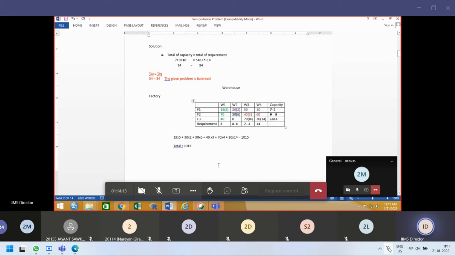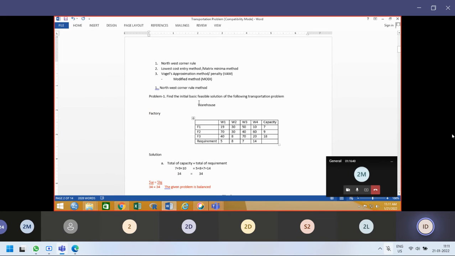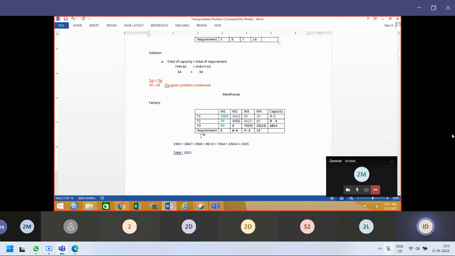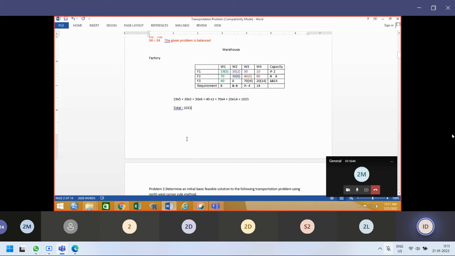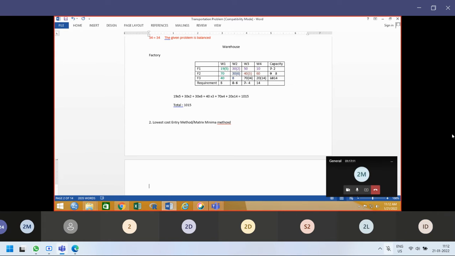Now the same problem will be worked out using the next method, that is the lowest cost entry method, right? Come on, note it down. Lowest cost entry method, it is also called the matrix minima method.